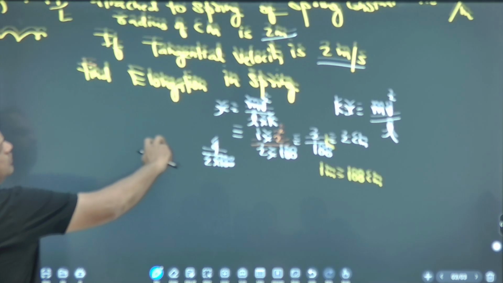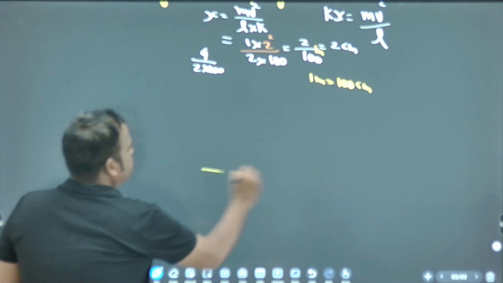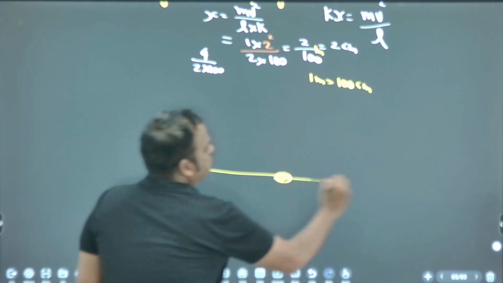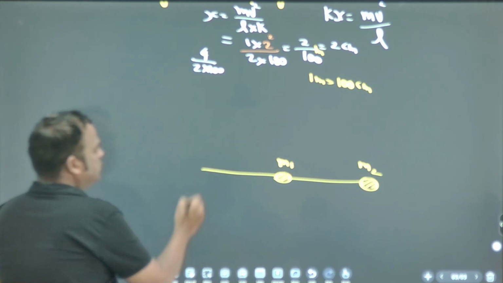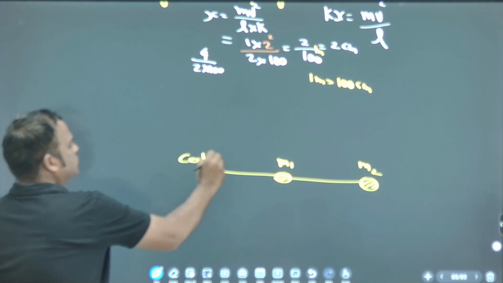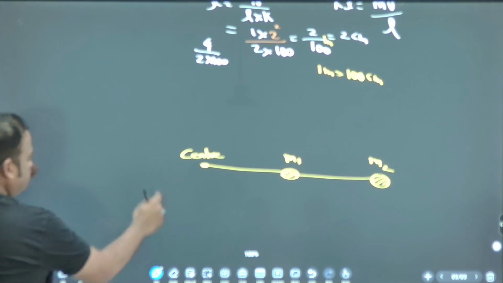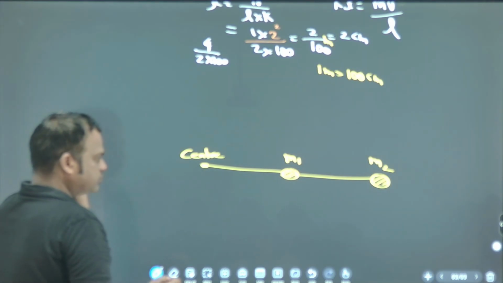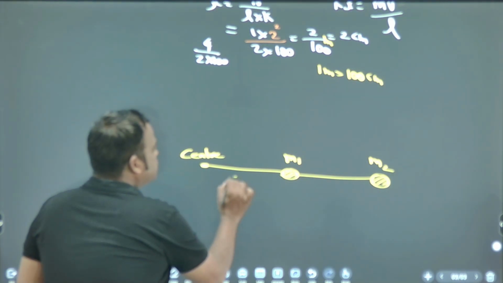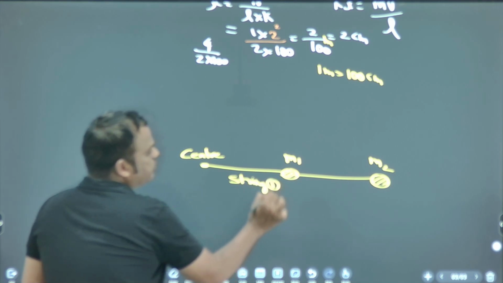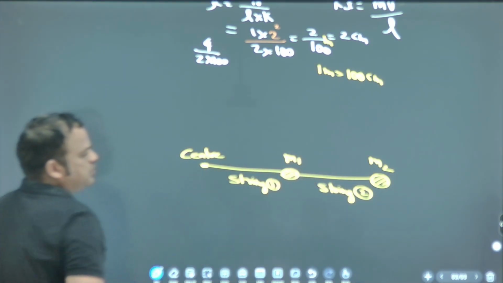and one ball. What if I connect 2 strings and 2 balls like this? One string, one ball, another string, another ball. Suppose this is M1, this is M2, and this is the center. Now how will you solve this? This is the center. This is string 1, and this is string 2.